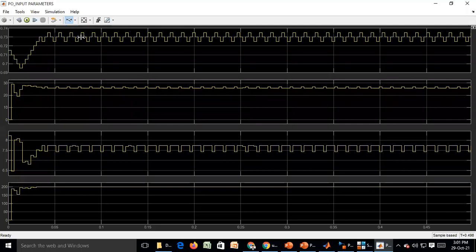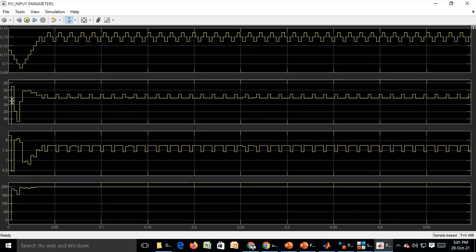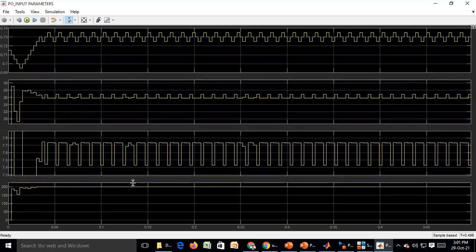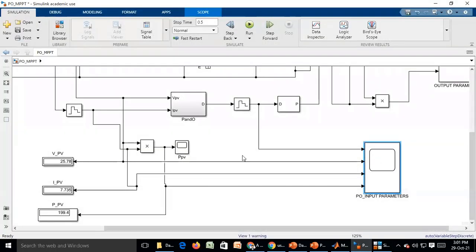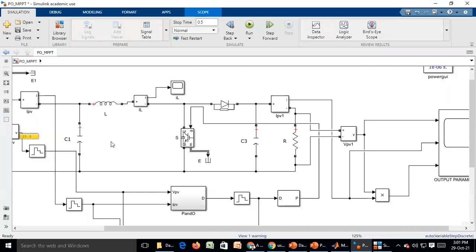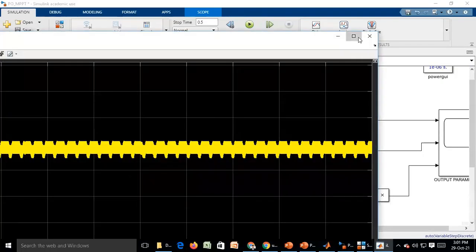One is the PWM scheme signals. Second one is voltage. So voltage is approximately 26, the current is 7.6, and the power is 200. These are PV output values. Now we had given this as input. Now how much current is there in the boost converter?